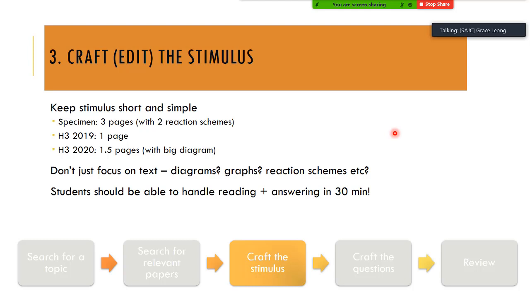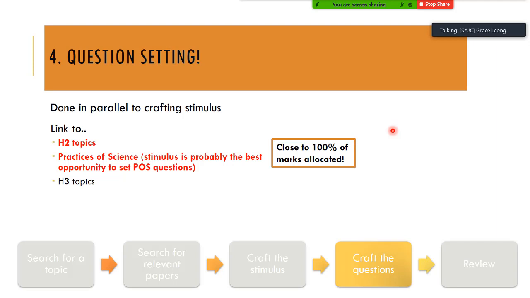Then I remember we also spent quite a bit of time trying to edit the stimulus, the articles, such that we can keep it to 2 pages, including the diagrams. So we will just cut out the irrelevant or the overly technical prose of the original articles. Okay, so moving on, once the stimulus is vetted, actually step 3 and step 4 should be done in parallel, because as you are setting the question, you will also need the relevant parts of the paper. So step 3 and 4 will probably be done iteratively.